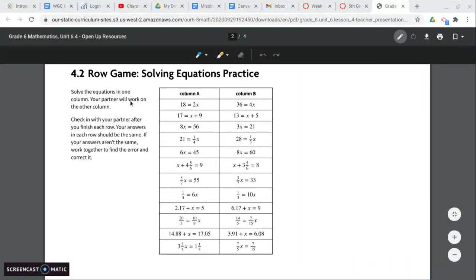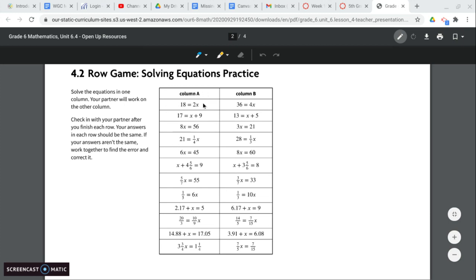All right, so solve the equations in one column. Your partner will work on the other column. So I'm only going to go through some of these, being as there are a lot, and this is supposed to be a back and forth. You each solve and then compare. But I do want you to see how we solve some of these, just to make sure you're understanding and know how to solve different kinds of equations.